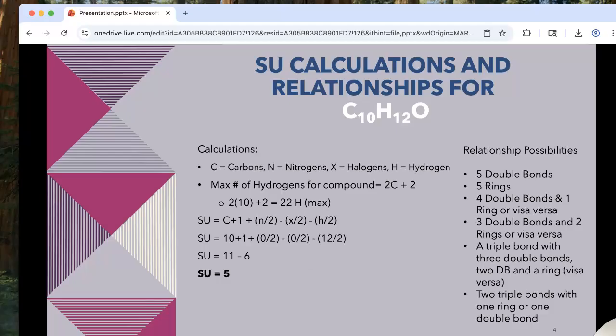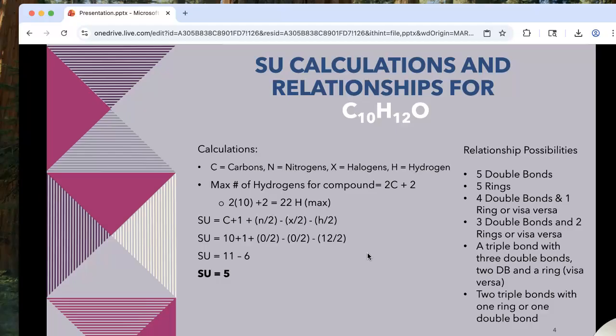Calculating the sites of unsaturation here, I used the formula C plus 1 plus N divided by 2 minus X divided by 2 minus H divided by 2. And luckily there was no nitrogens or halogens, and so that gave us the formula of 10 plus 1 plus 0 over 2 minus 0 over 2 minus 12 divided by 2, which resulted in 11 minus 6, which gave us 5 sites of unsaturation.